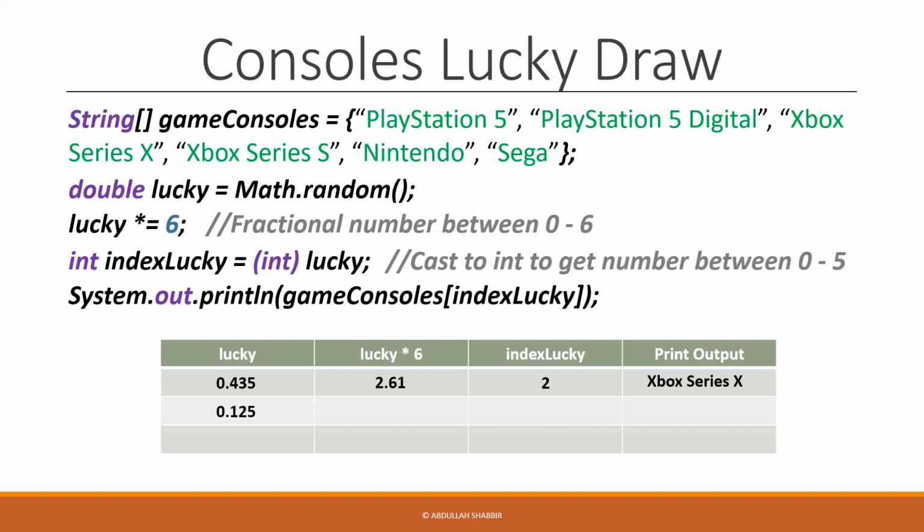If our random number that was generated was 0.125, so that's in lucky, we'll multiply that by 6, giving us 0.75. And then we cast that into an integer, so we throw away the fractional part, giving us 0. And then we print out gameConsole of 0, which happens to be PlayStation 5. The same happens for any value that is generated for our variable lucky, because we multiply it by 6 and then cast it into an integer. So there we go.